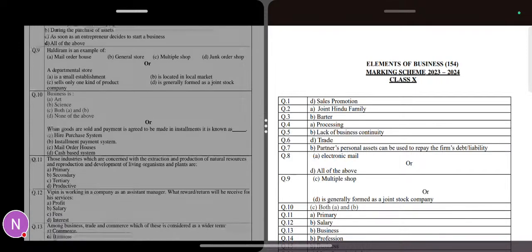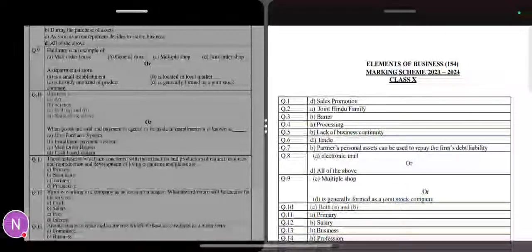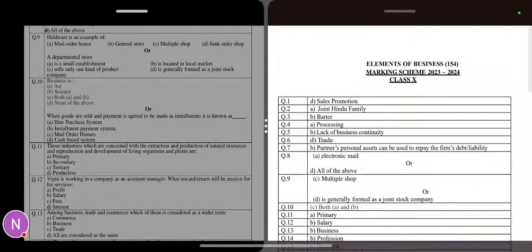Tenth question. Business is A, art, B, science, C, both A and B, D, none of the above. So business is option C, both art and science.